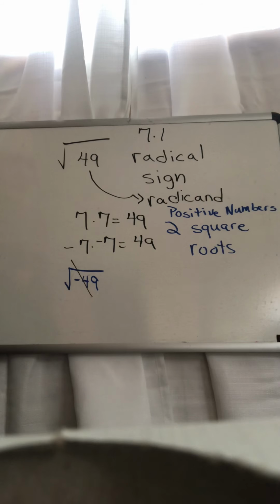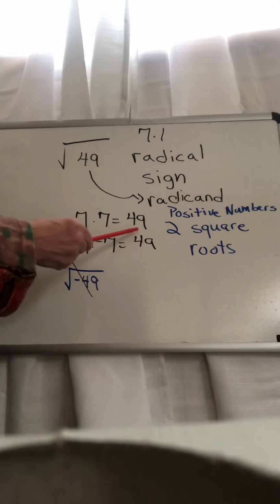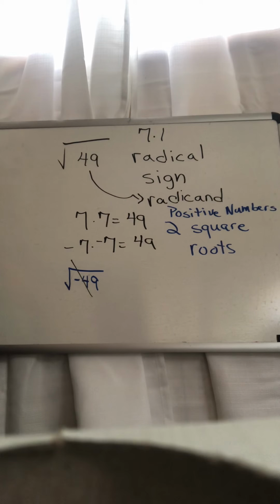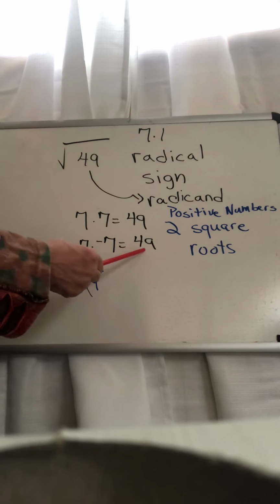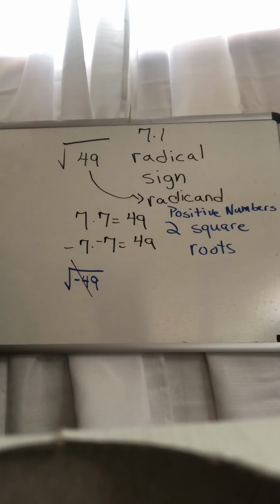Positive numbers have 2 square roots. So, for example, the square root of 49 would be 7 because 7 times 7 is 49. It could also be a negative 7 because a negative 7 times a negative 7 would also equal a positive 49.